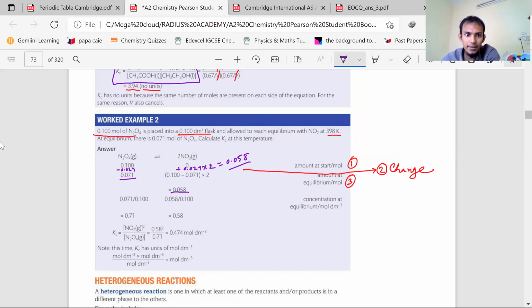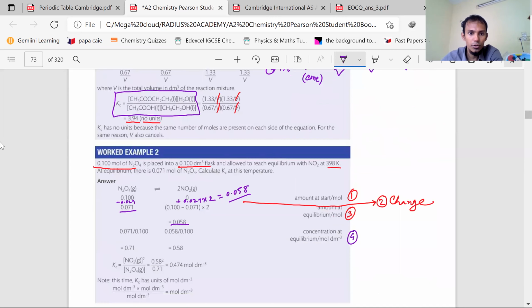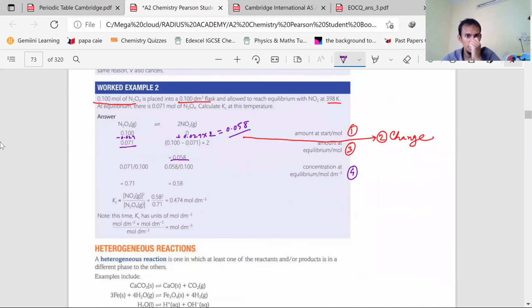If you don't make the table, the thing is very haphazard. But if you make the table, row 1 is amount at start, number 2 is change, number 3 is amount at equilibria, then number 4 is concentration at equilibria. Since they have already stated the volume, which is 0.1 dm cube, the reactant's mole divided by the volume 0.1, and the product's mole divided by the volume, gives 0.71 mole per dm cube and 0.58 mole per dm cube.